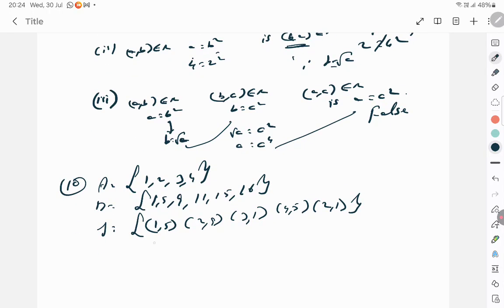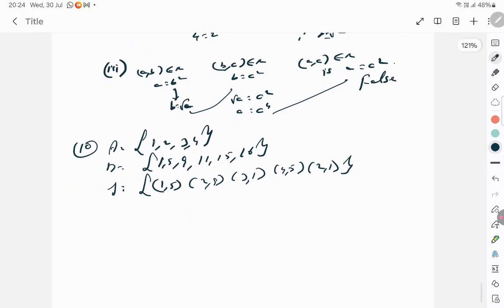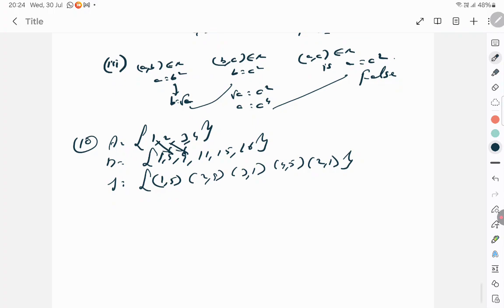Is this a relation? So can you see 1 is mapped to 5, 2 is getting mapped to 9, 3 is getting mapped to 1, 4 is getting mapped to 5. That's okay. First element of the ordered pair, is it occurring only once? No. In this it's occurring twice.